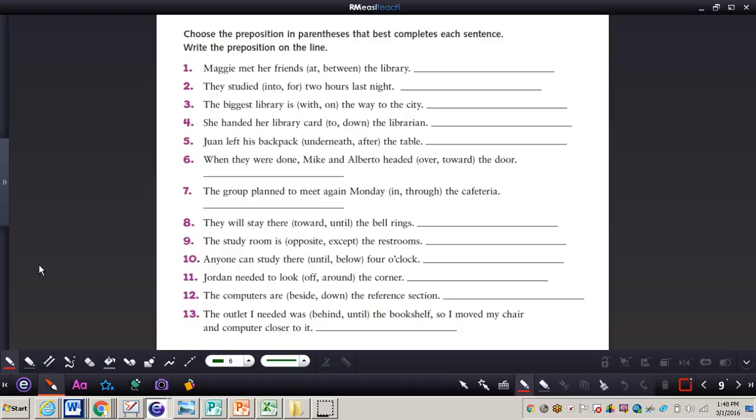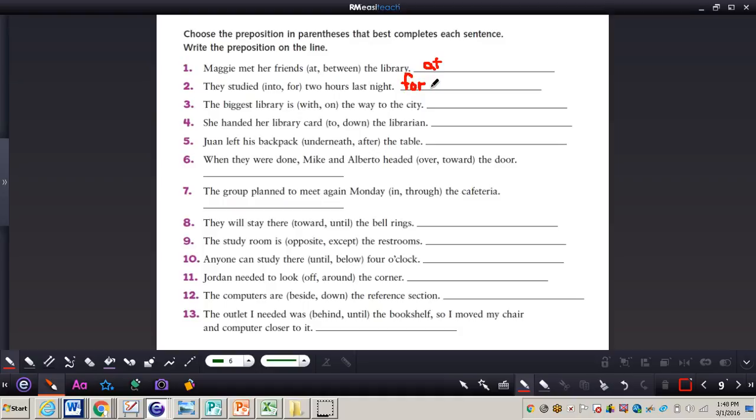Okay, so we have number one, Maggie met her friends at the library. So we can see some examples of some prepositions here. So Maggie met her friends, and we can see once again a preposition is a part of speech that shows the relationship between a noun or pronoun and other words in the sentence. Okay, so at the library. Number two, they studied into 2 hours last night, or for 2 hours last night, and we can see that would be for 2 hours last night for number two.